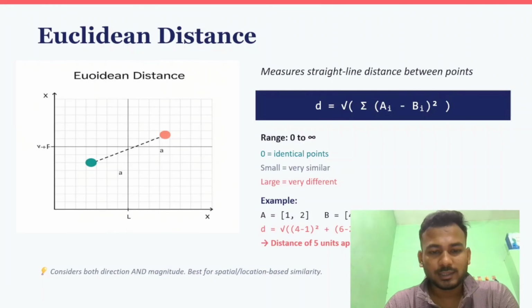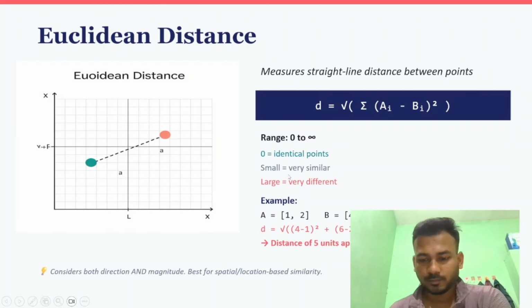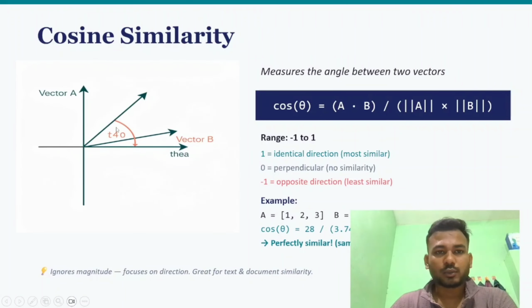Basically, Euclidean distance gives you the magnitude. It will not give you the direction; it will give you the magnitude between two points, and it can range from 0 to infinity. Then next is cosine similarity.